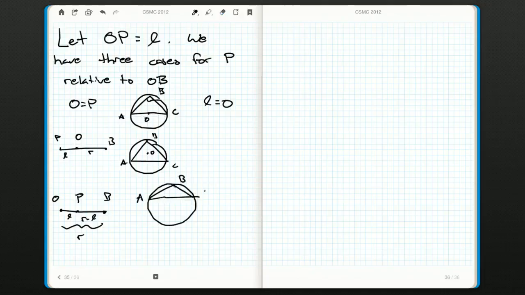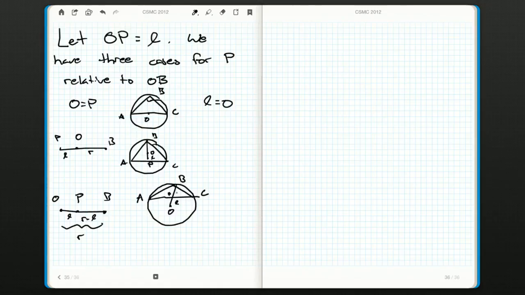A, B, C, and we have O here. And we have L. There's P. There's P. There's L. And notice this corresponds to B being a right angle, B being acute, and B being obtuse. Just little things to consider.